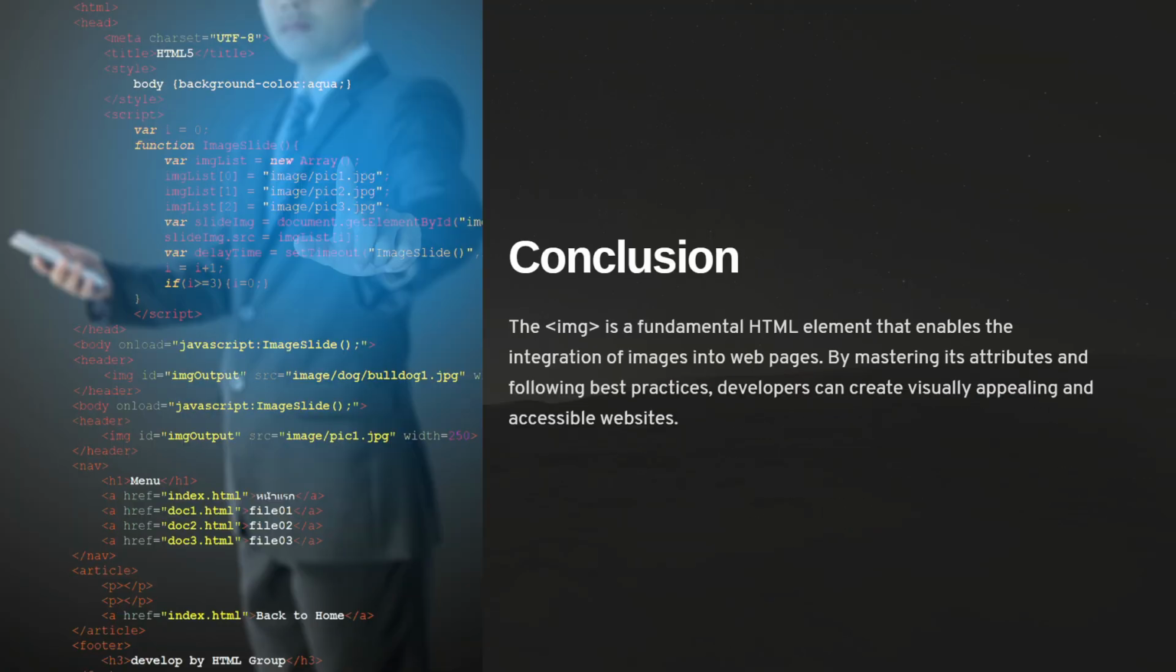So, in conclusion, the IMG tag is a fundamental element that enables developers to integrate images seamlessly into their websites. By mastering its attributes and following best practices, we can create visually appealing, fast-loading, and accessible web pages.